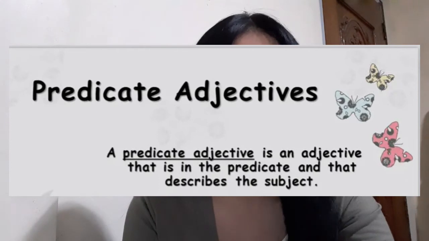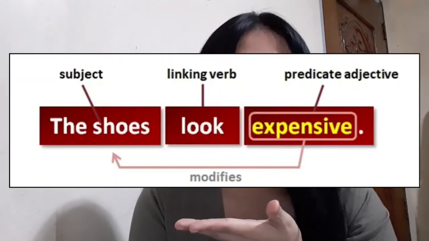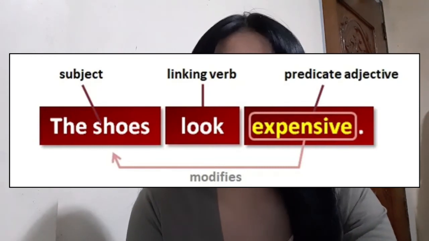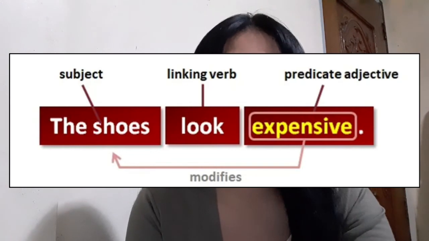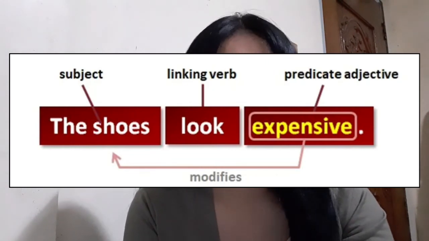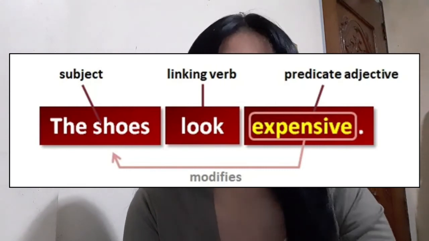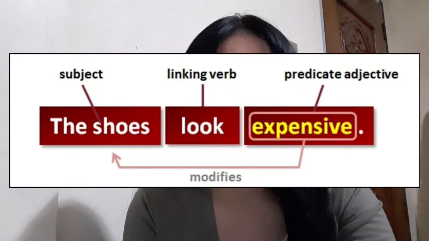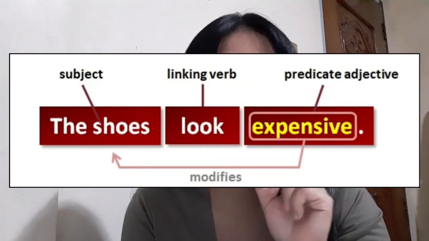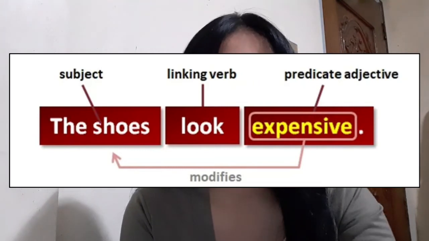For example, the shoes look expensive. So the shoes is the subject, the linking verb is look, and predicate adjective is expensive because expensive is modifying the shoes or the subject. And in the middle of it is the linking verb. It connects the subject and the predicate.